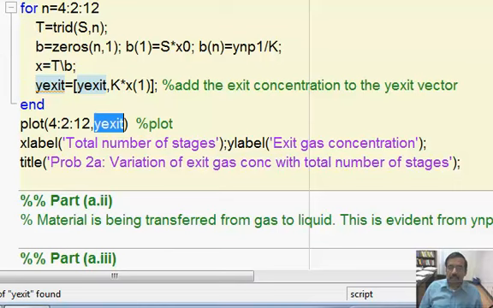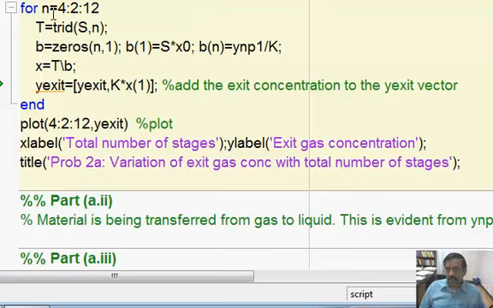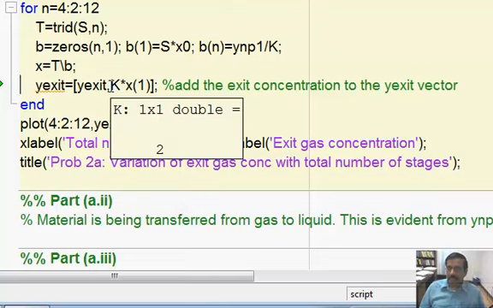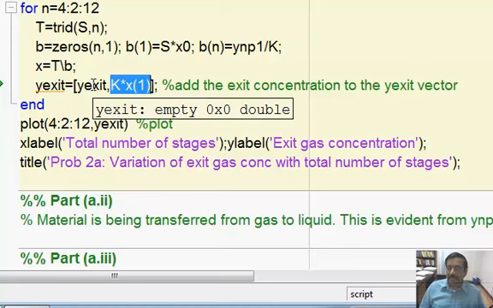Now, I want to illustrate how this loop works, so let me set up a breakpoint here and then start executing. Okay, so the execution has stopped at line 15 in the script, and if you notice the value of n, it is 4. And of course you can look at the matrix T, you can look at the vector B, etc. But here is the solution, the composition from x1, x2, x3, x4 stages. But it is only x1 that I want, and I take that and multiply it by k to get y1. So this product is y1. So I append that to yexit, which is a null vector.